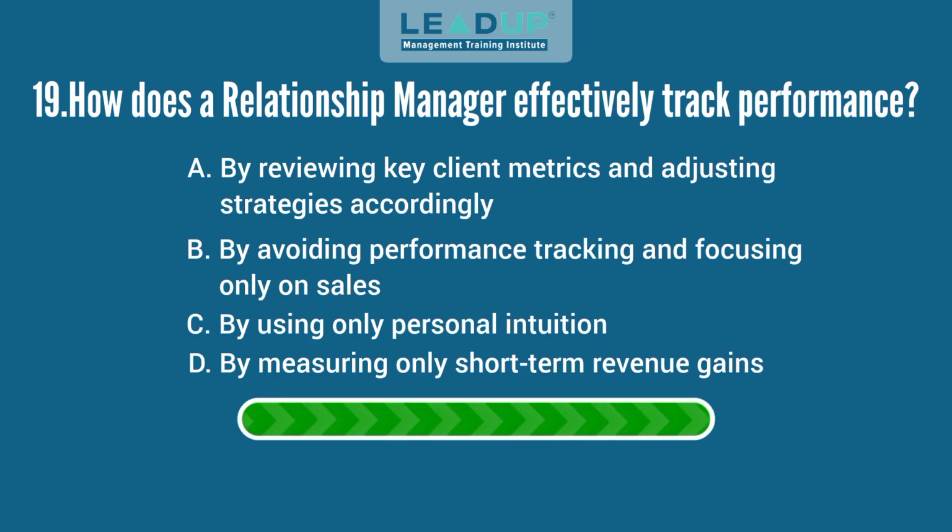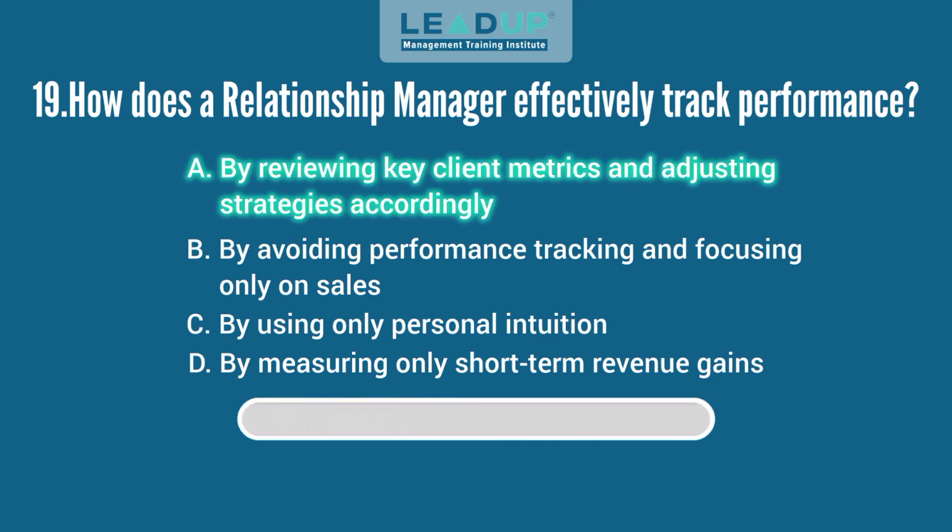Question 19. How does a relationship manager effectively track performance? A. By reviewing key client metrics and adjusting strategies accordingly. B. By avoiding performance tracking and focusing only on sales. C. By using only personal intuition. And D. By measuring only short-term revenue gains. Answer: by reviewing key client metrics and adjusting strategies accordingly.